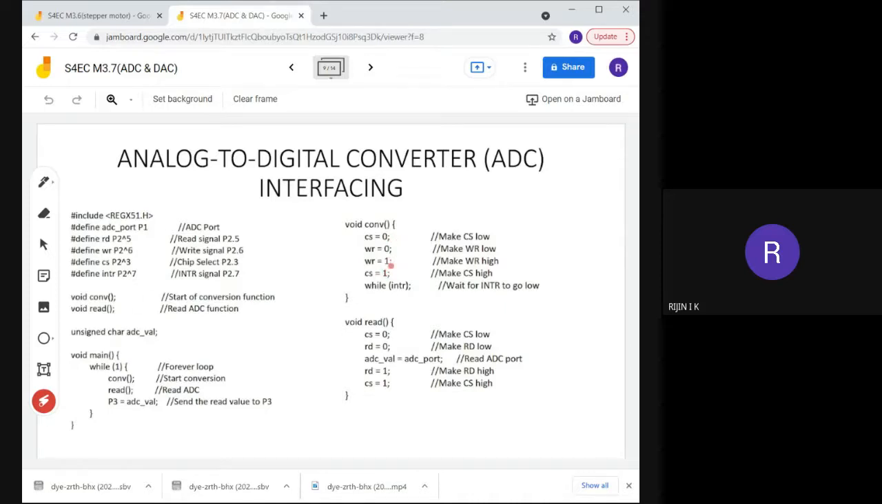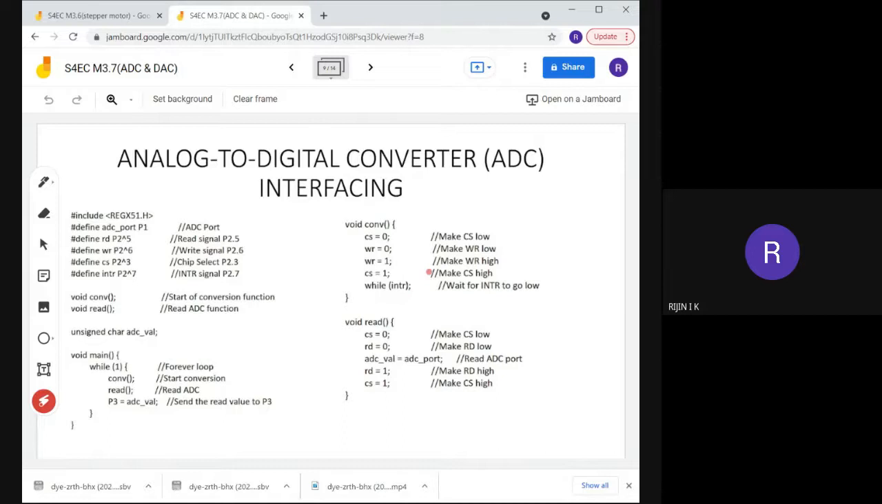After the transition, keep on monitoring the INTR pin. That is why I have used a while loop. While INTR, it will keep on monitoring until INTR becomes 0. If the value of INTR becomes 0, it will stop the process. Otherwise it will keep on waiting. So that is the function for conversion.